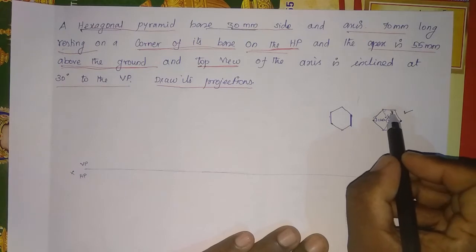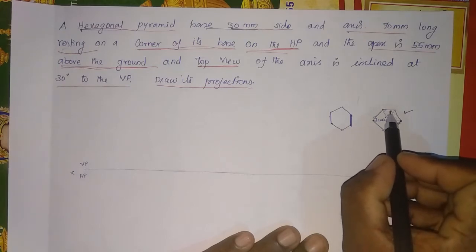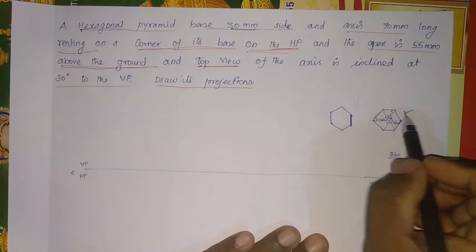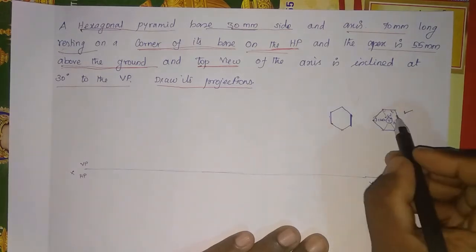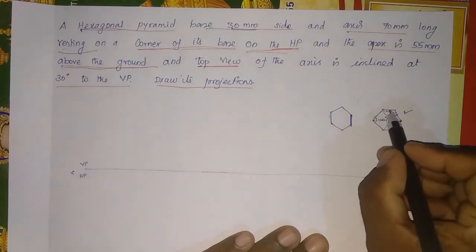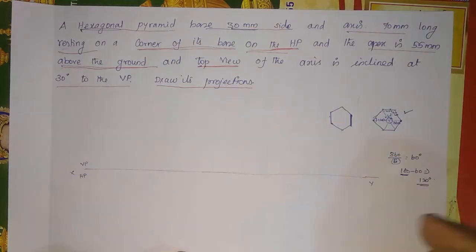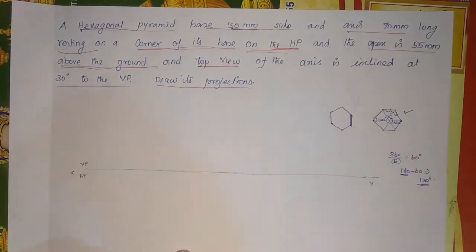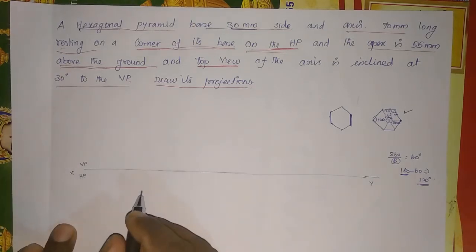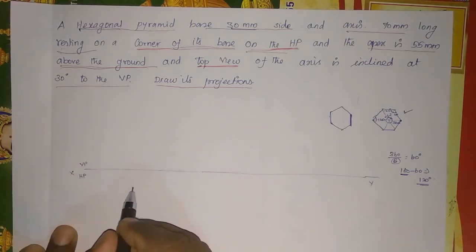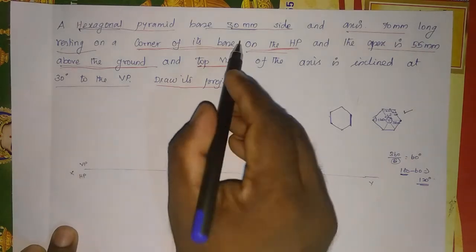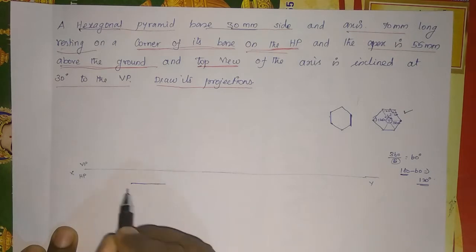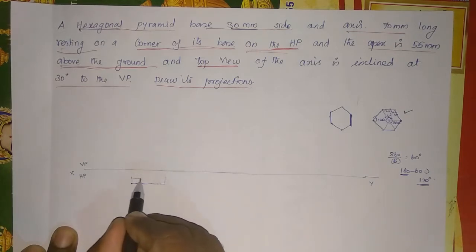So the angle between the faces is 120 degrees. Here also 60, here also 60, and the total angle is 120 degrees. Using that only, I am going to draw the hexagon. The given side is 30 mm, so here I am drawing a 30 mm side hexagon.